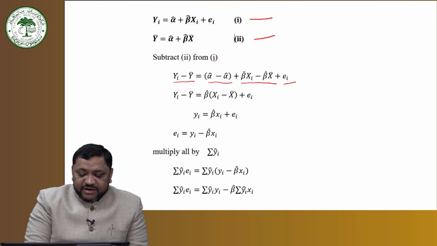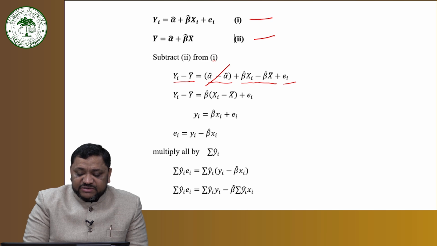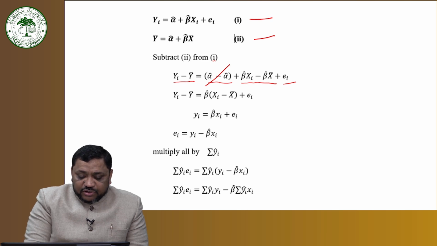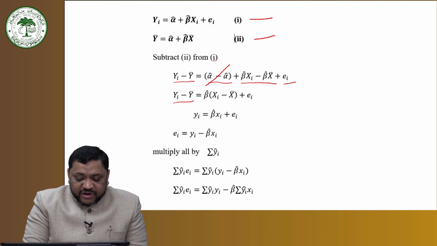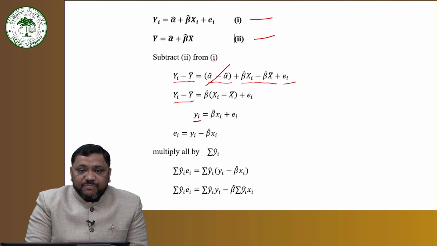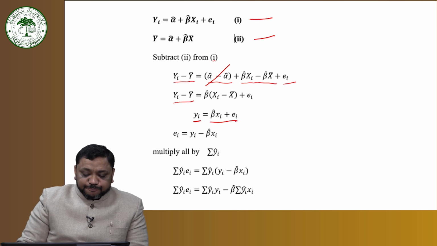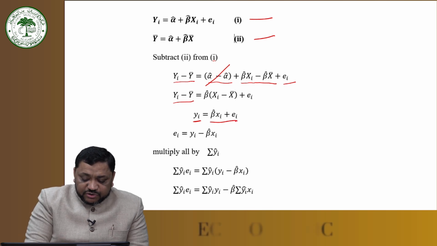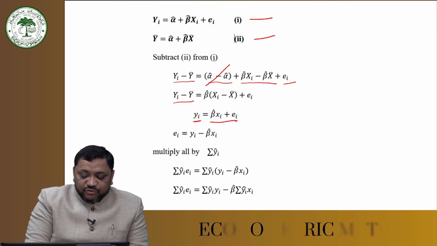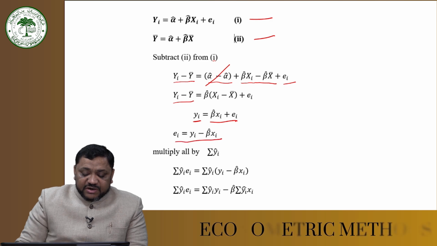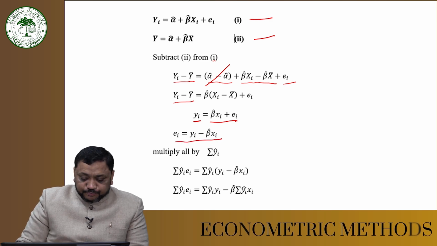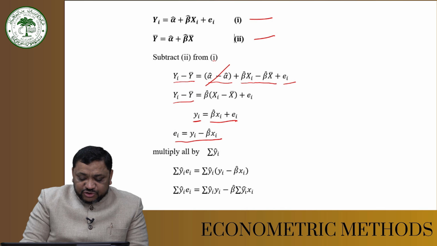So this we can write as, this cancels. What is left is beta hat (xi minus x bar) plus e, and this is capital Yi minus y bar. This can be denoted by small yi = beta hat small xi + e. If you want to write it in terms of e, the error is equal to small yi minus beta hat small xi. Now we do some algebraic manipulation.